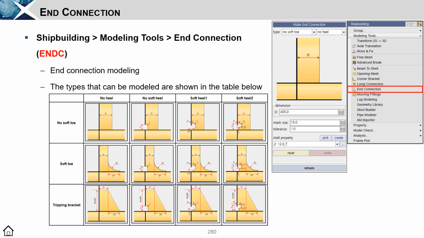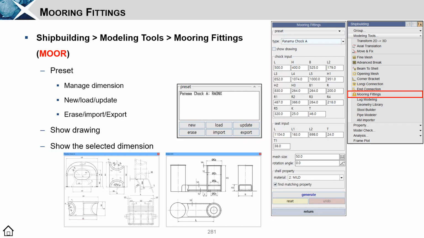This feature creates the end connection of top stiffener. Currently, 12 types of connections are supported. The Mooring fittings command is a function that creates a FE model of chock and bollard using the entered dimensions. Each type can store dimensions in advance using the preset function. Using the Show Drawing option, you can see a drawing of each type on the screen.